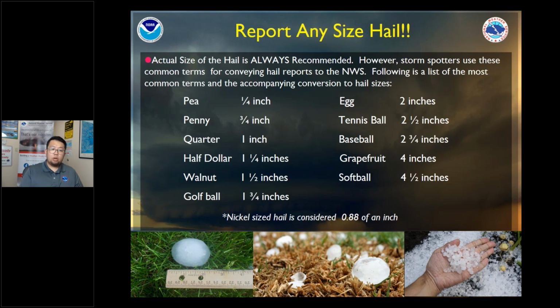If you don't have a ruler on you, that's fine. Give us one of these common terminologies. Maybe it's the size of quarters, or a golf ball or a baseball. If it starts getting really big and starts looking like a grapefruit or softball, number one, please make sure you're safe inside and not actually outside while it's actively dropping hailstones on your head. And number two, certainly measure it and give us a call. Definitely give us a call. But again, anytime there's hail, if you see hail, pieces of ice falling from the sky, please give us a call. We want to know about it.